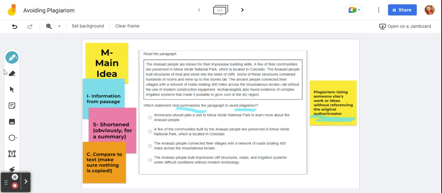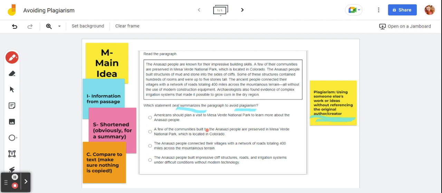Okay, hopefully that makes sense. If not, go back and check out main idea, information, summary, and then comparing and making sure nothing is copied. We're about to use these strategies, so go back and listen to that again if you get confused. All right, we're going to change colors here. A nice red marker since we're being super serious and marking up this text.